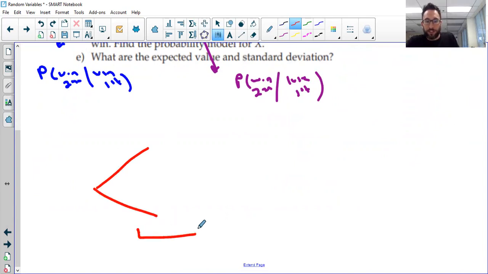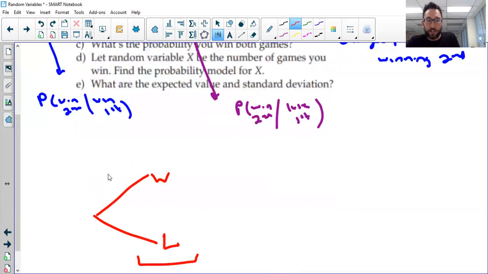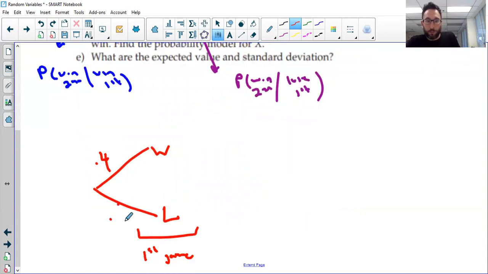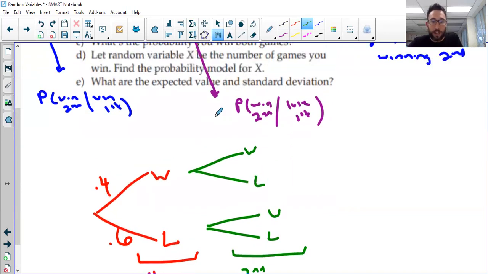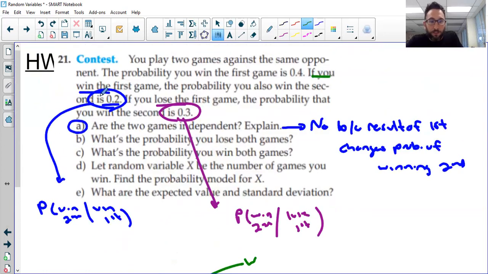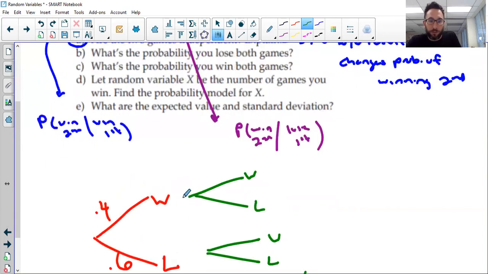So here, this first set of branches just represents our first game. We could win or lose. The probability we win the first game is 0.4, which means the probability we lose is 0.6. Now, this next set of branches in green just represents what happens on our second game. So again, we could win or lose. For me, I just like this visual to help keep track of all these numbers. If I win the first game, the probability I win the second is 0.2, which means the probability I lose the second is 0.8.